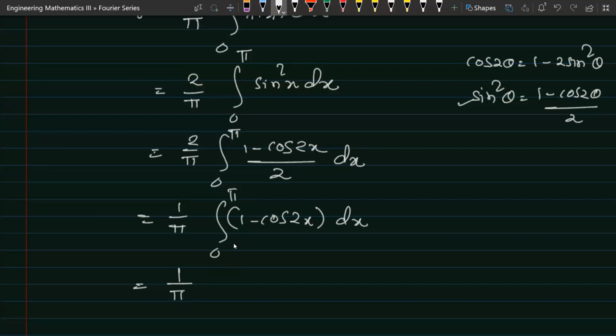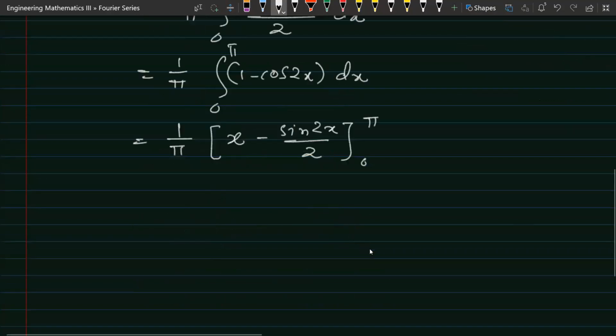Now, integrate this. What is the integration of 1 with respect to x? It is x. Minus, what is the integration of cos 2x? Sine 2x divided by 2. Yes, very good. It is sine of 2x divided by 2. The limits run from 0 to pi.